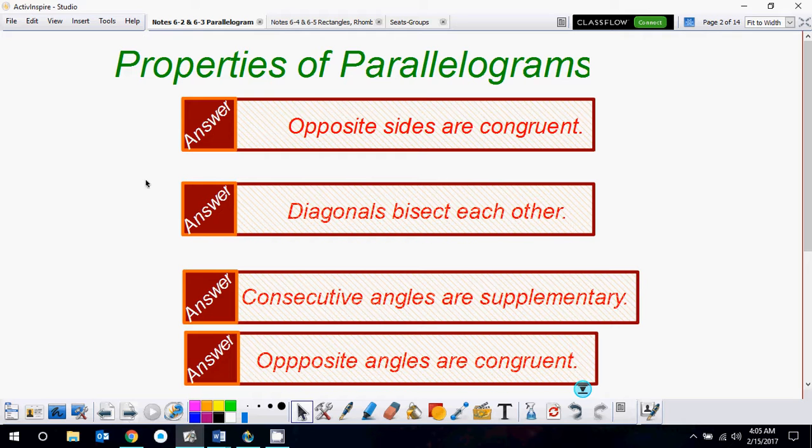If you do flashcards, which I highly suggest for this chapter, I would put properties of a parallelogram on one flashcard.